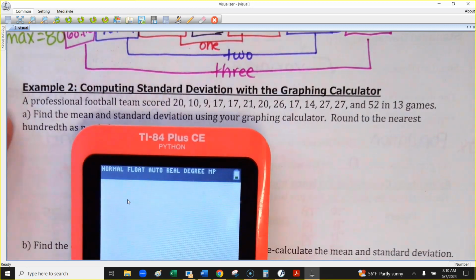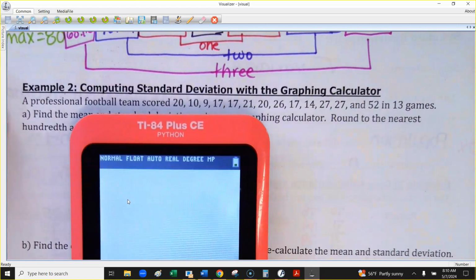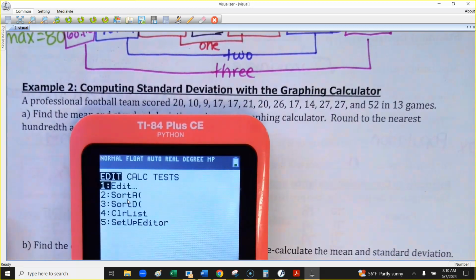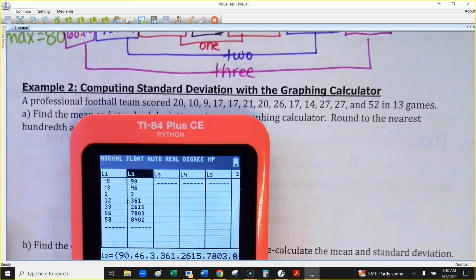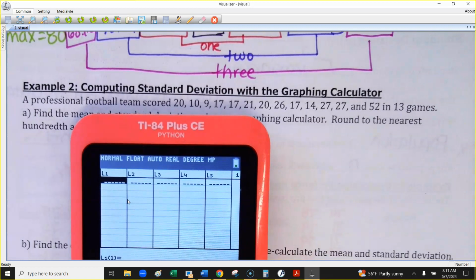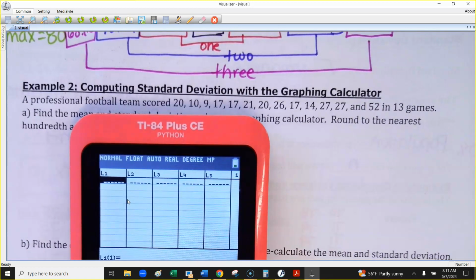It's very similar to what we did to input the data for finding mean, median, mode. Same thing. I'm going to hit stat, and we're going to edit. And if you have anything in here, you can just arrow up to the top, hit clear, and hit enter, and that'll wipe out anything in the column.